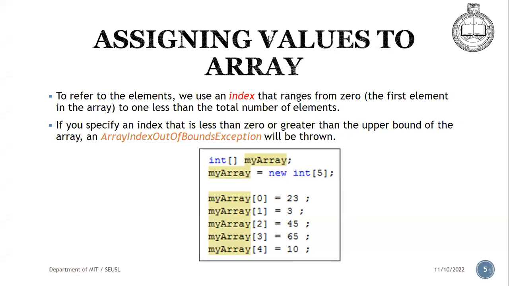So as I told you, assigning values to array, in simple terms, is all about the index. To each and every element in the array, we will have an index assigned, and using that, the particular element can be referred. If we specify an index that is less than 0 or greater than the upper bound of the array, an array index out of bound exception will be thrown.